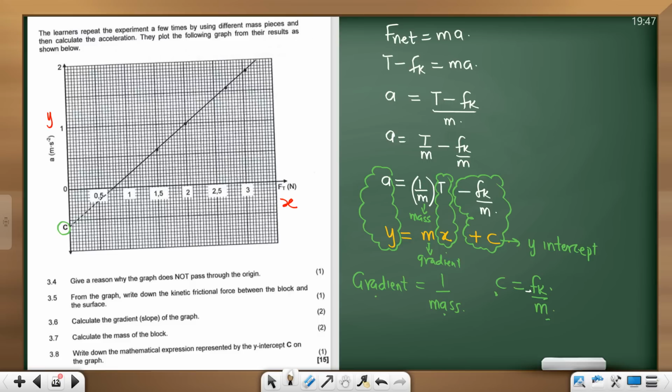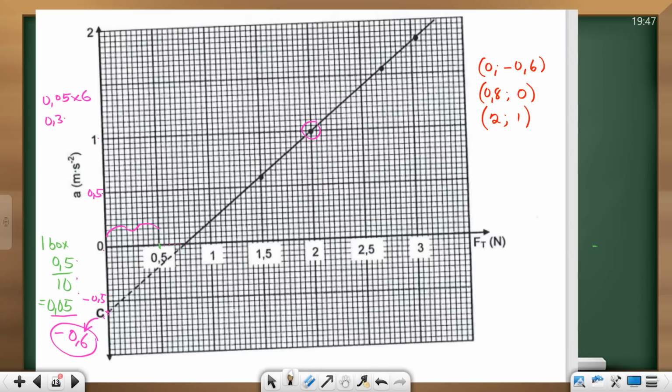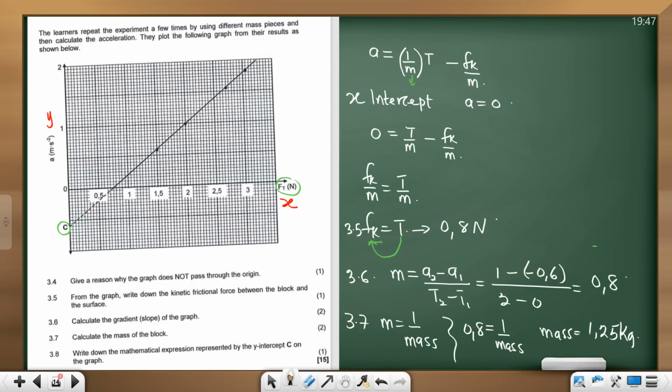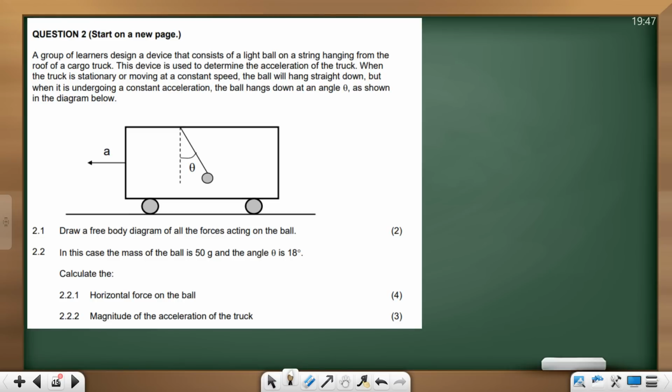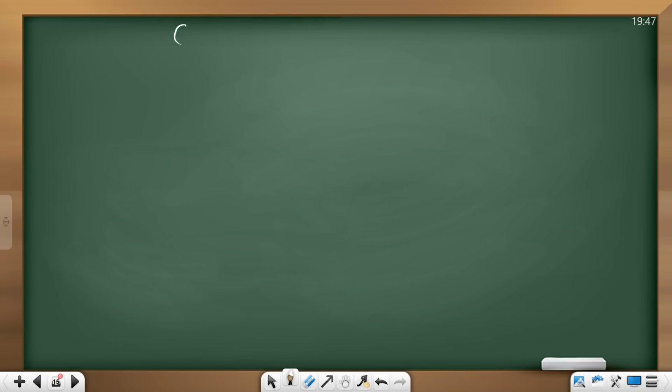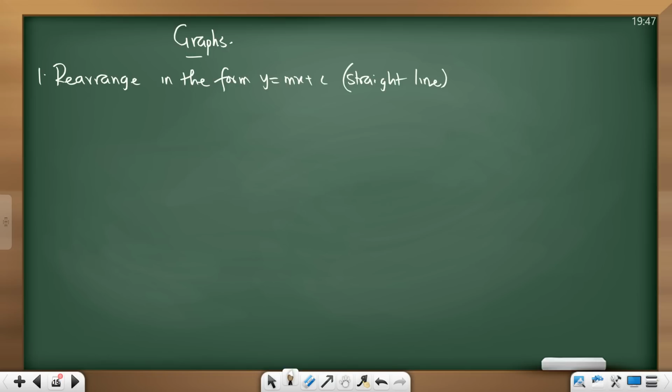I said I'll give you the last 2 points quickly. 2 minutes, and then I'll release you. So what is our first one? First one is what? Rearrange, right? Okay. So, quickly, graphs. Number 1, we said what? Rearrange a straight line graph. Rearrange in the form of what? Y equals mx plus c, especially if it is what? A straight line graph.